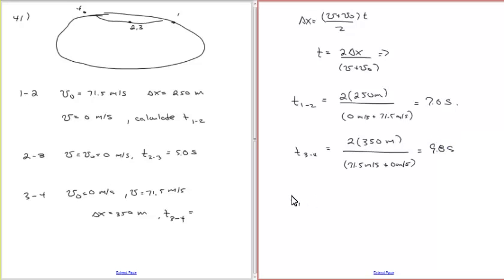So the total time to go from 1 to 4, which is from slowing down, sitting there, and speeding up, is going to be 7 seconds, plus 5 seconds sitting still, plus 9.8 seconds, for a total of 7 plus 5 plus 9.8, 21.8 seconds. Okay, so that's the time. Delta x, going from 1 to 4, is 600 meters.